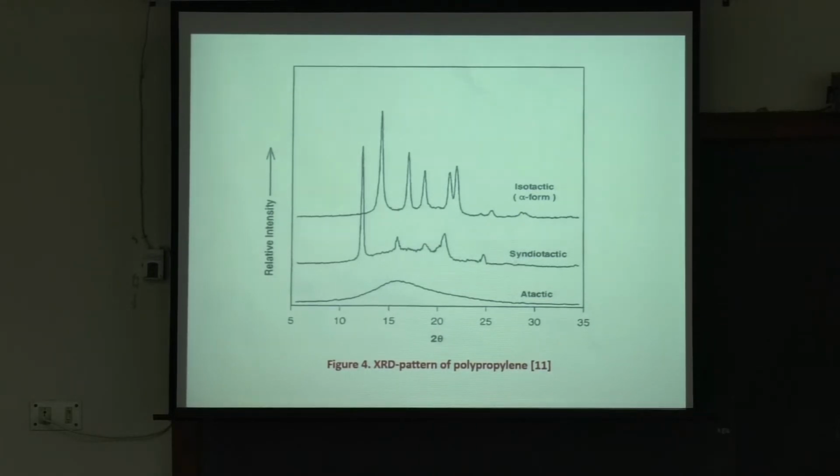Syndiotactic. Here you have some peaks are sharp, but overall the number of this sharpness has come down. This is syndiotactic. And atactic is like, if you look at epoxy, you will see something like that. All right, except for the fact that epoxy is at higher glass transition temperature or it depends on, whereas polypropylene has another range of glass transition temperature. So this is isotactic, this is syndiotactic, this is atactic.